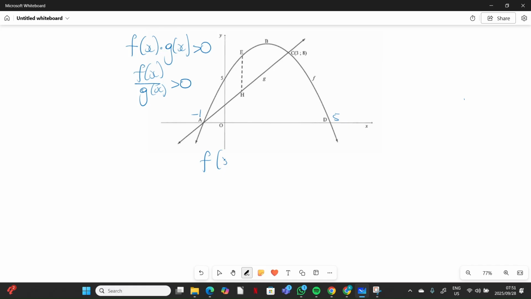When they say that they're looking for when f of x times g of x is greater than 0, if you look at multiplication, remember that they want it to be positive. So for it to be positive, it's either f of x is positive and g of x is positive, or f of x is negative and g of x is negative. So we first need to find when the y values for the graph of f and the graph of g are both positive and when they are both negative.